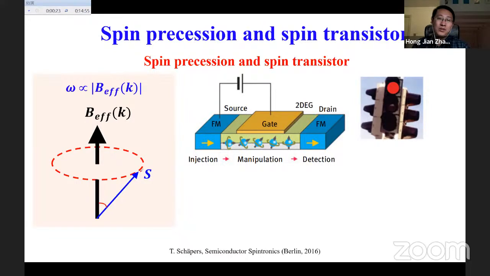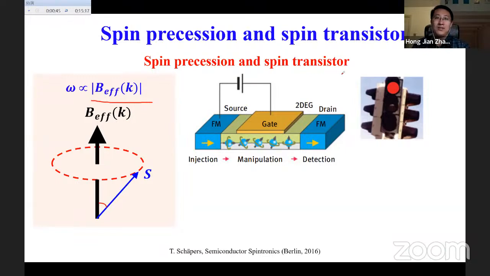So you will see the component along the magnetic field is unchanged, while the in-plane component will change periodically with a frequency proportional to the magnitude of the effective magnetic field. Based on this, we are able to design a spin field effect transistor.